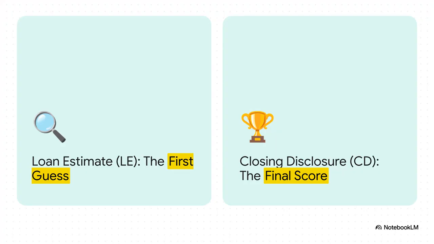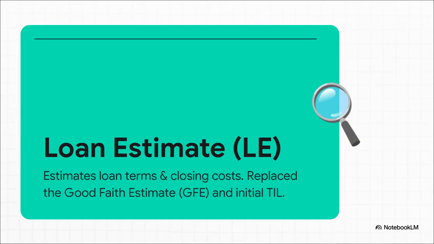Here's the easiest way to think about it. The loan estimate is kind of like the first guess. It's the projected score at the start of the game. But the closing disclosure, oh, that's the final score. It's what's official when the whistle blows. One's the guess, the other's the reality. Simple as that.